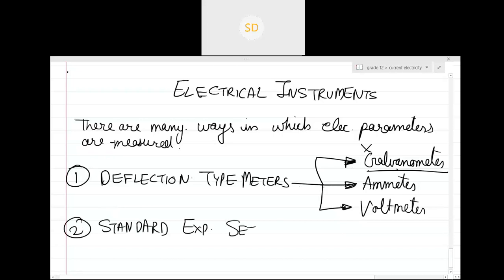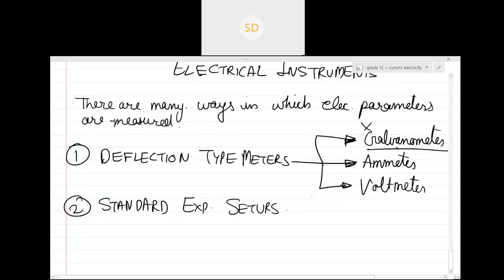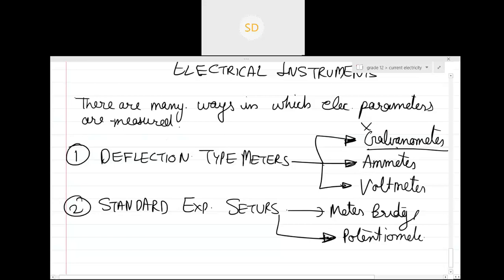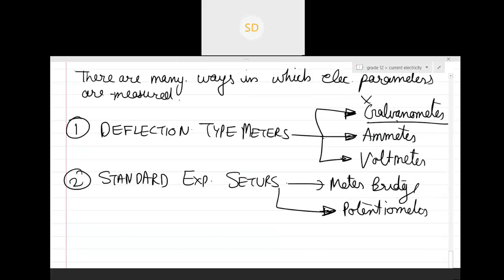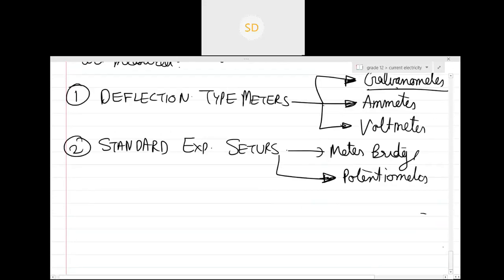So what are the setups in this particular category? We are going to study two things. We are going to study what is a meter bridge, and something else which is called a potentiometer. So can you see? We'll be learning about all these in this particular topic. Shall we start with them one by one?